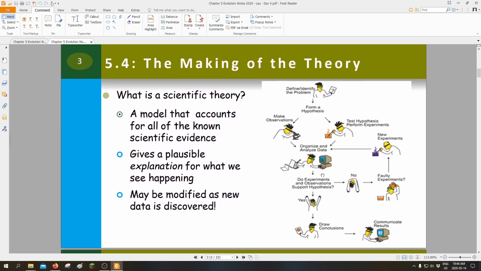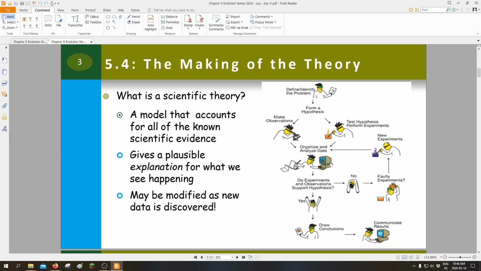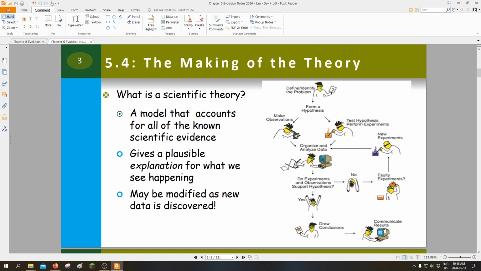You may have also heard of something called the scientific method, and the scientific method is one way to get a scientific theory. You take a look at what the problem is, you form a hypothesis, which is an educated guess, make some observations, test it out, etc., get all the data, and then you either have to do more experiments or you draw a conclusion about it and say, hey, this is what we think can happen, and then communicate it to the rest of the world.